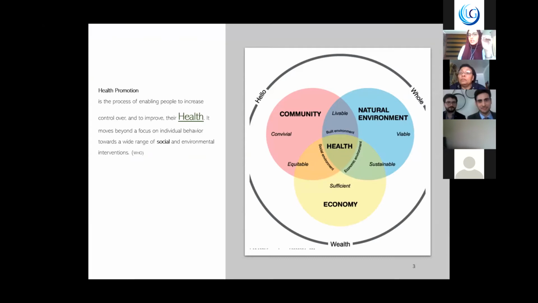Health promotion is a very important component of public health. WHO defined health promotion as a process of enabling and empowering individuals to take control over their health. It goes beyond individual behavior. It focuses on a wide range of social and environmental factors. So health promotion is focused on improving or maintaining health.